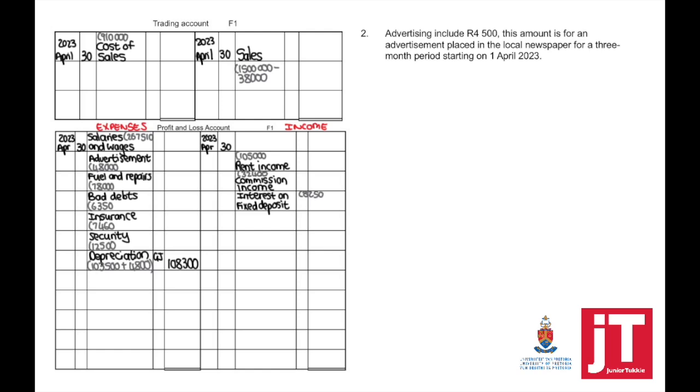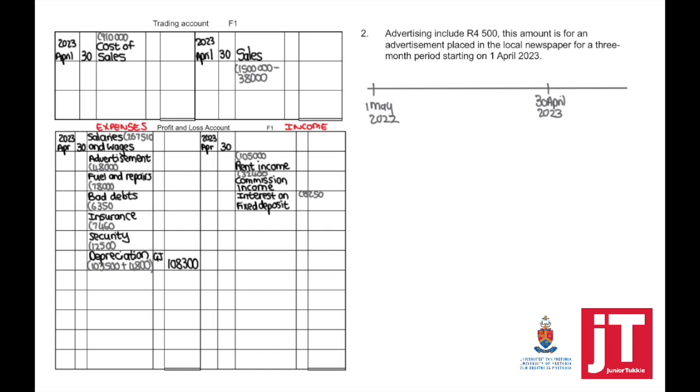Adjustment number 2, advertising includes 4,500. This amount is for an advertisement placed in the local newspaper for 3 months starting on 1 April 2023. Be careful. Don't just assume it's for 12 months. It says for 3 months. So how many months should be taken out? And why do I say taken out?